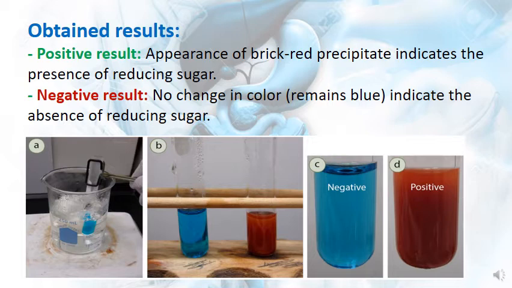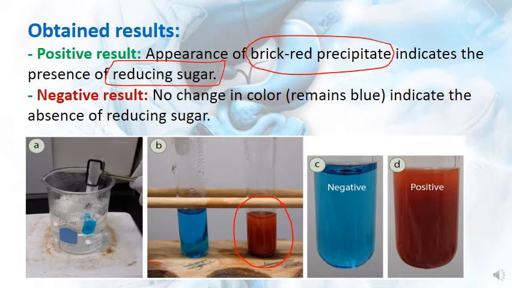The obtained results. If it's positive, we will have a brick red precipitate, like the one here. This indicates that we have reducing sugar. While if it's a negative result, there is no change in the color, it remains blue like the Fehling solution. So this indicates the absence of reducing sugar.